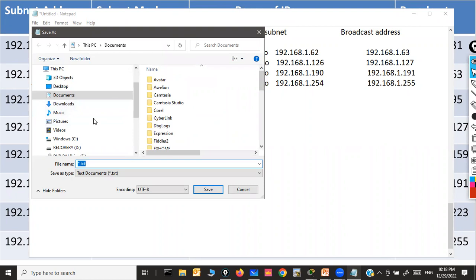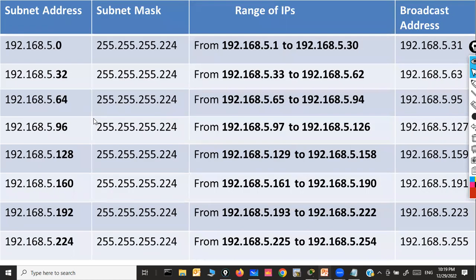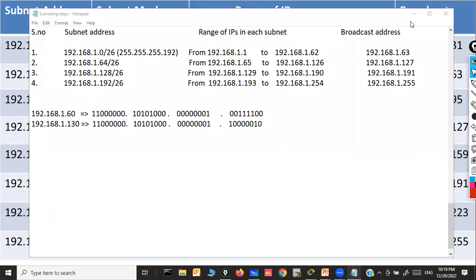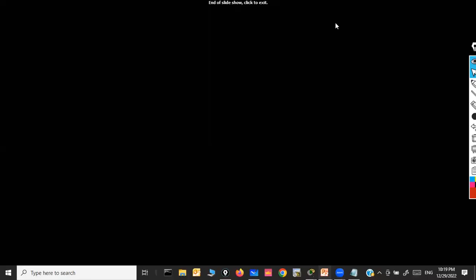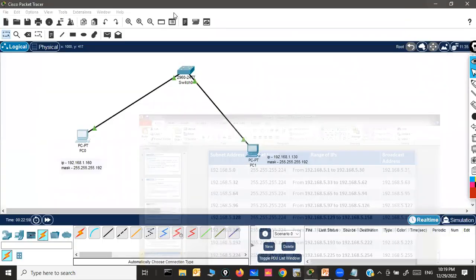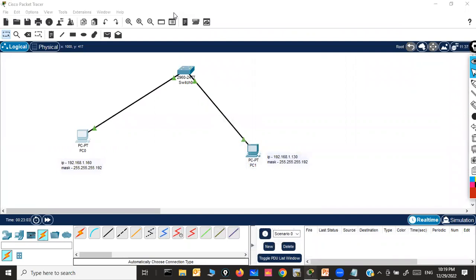Steps. Okay, so I have shared this notepad file also, just for your reference. Yes, now go ahead. Now ask your question. I'm done. Yes, you have a question?